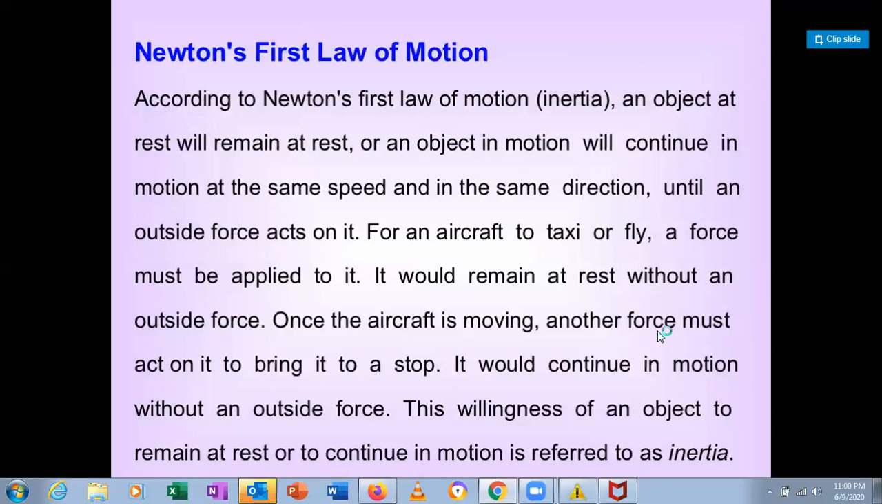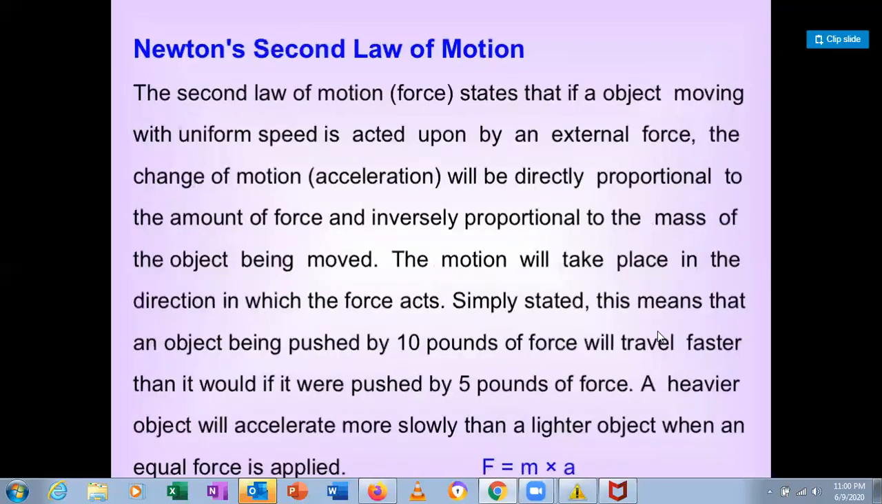That is, when it is moving, we have to apply a force which acts as a hindrance, and that is called drag. We know that we have the four forces: thrust, drag, lift, and weight. This willingness of an object to remain at rest or to continue in motion is referred to as inertia. That is called inertia. Newton's second law of motion.